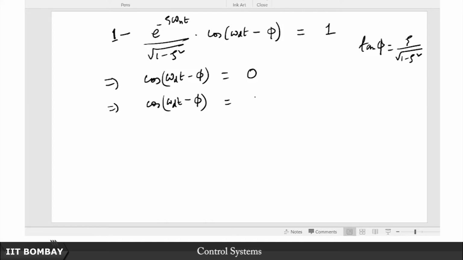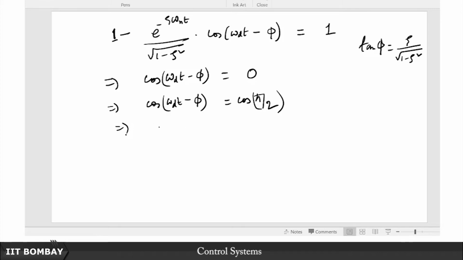So this argument is going to be nothing but pi by 2. Of course, for the general solution I should have written (2m plus 1) pi by 2, where m is an integer, but I am going to ignore that. I am just going to plug in m equal to 0, because as I said, I am only interested in the first time that it attains this particular value. So this is cos pi by 2.